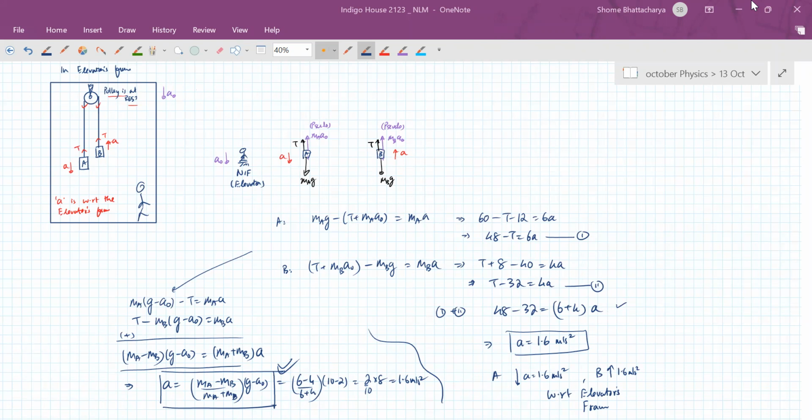So as we see more complicated questions, we will see that sometimes we come across a question where we really cannot solve it in the inertial frame. We have to solve it in the non-inertial frame. So in that case, we don't have a choice.